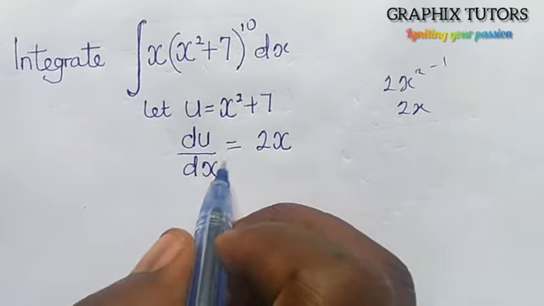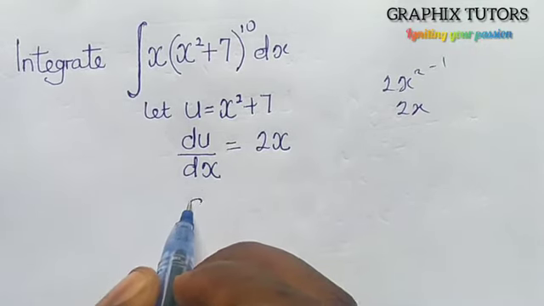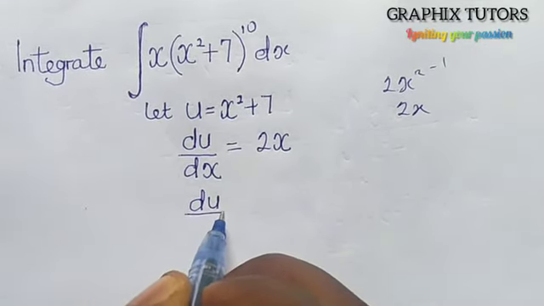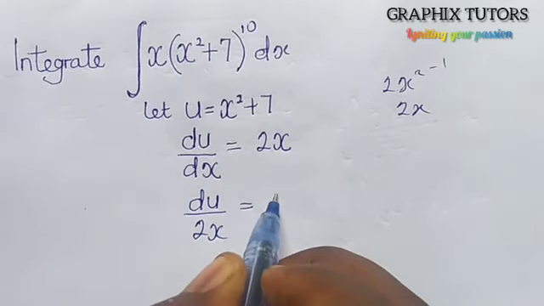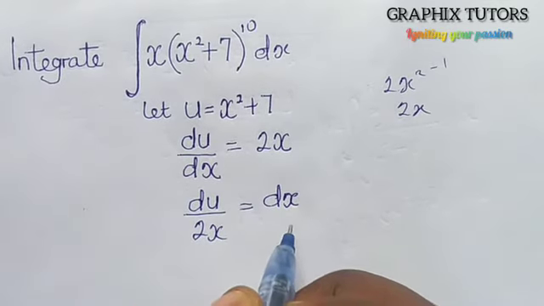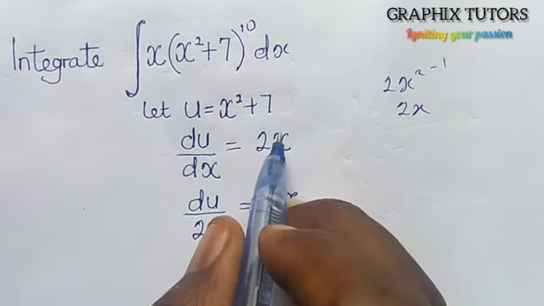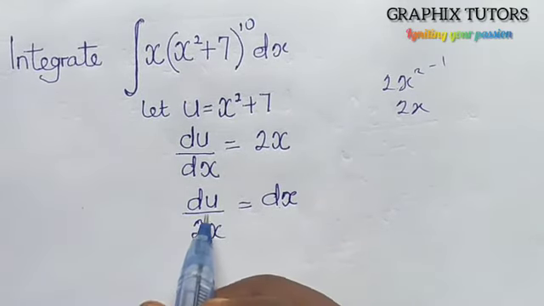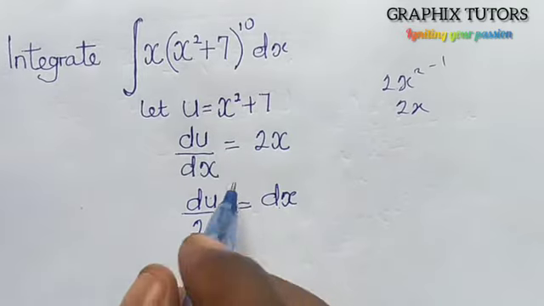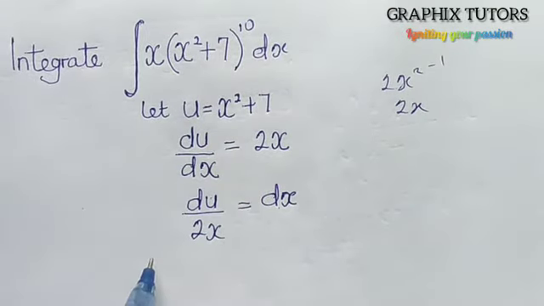Now if I take the x to this point, I'll be left with du over 2x equals dx. You can see I took the x here and brought 2x down. From here it means my dx is equal to du over 2x. So I input my value into this.